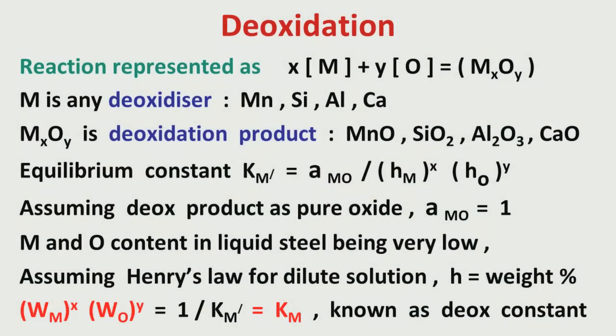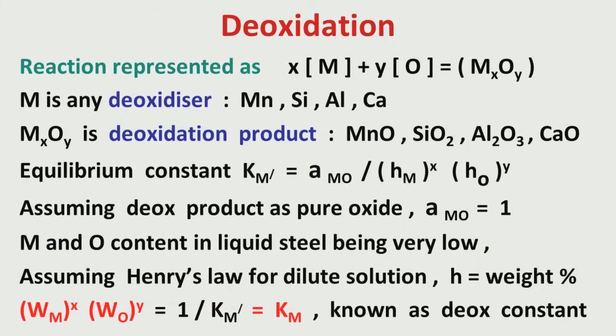Let us go into the details of the different processes, that means different requirements, different steps. As I have told you earlier, deoxidation is the first and most important requirement in secondary refining. Now, let us try to understand how deoxidation takes place. Deoxidation, the name implies that oxygen has to be brought down. So, now what is the reaction?